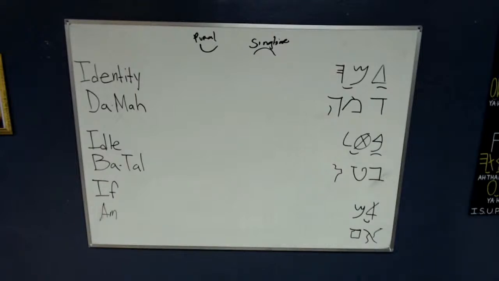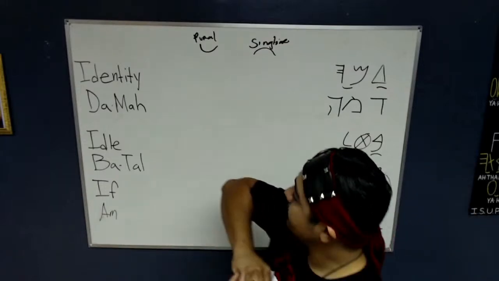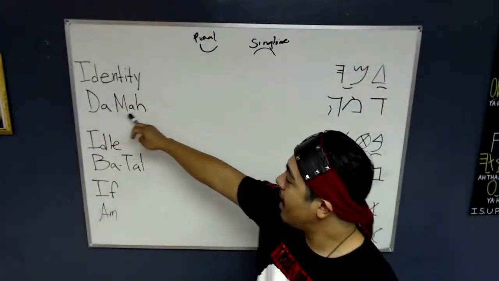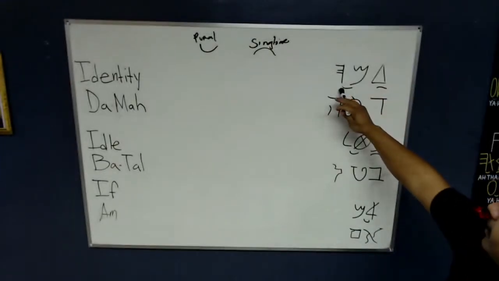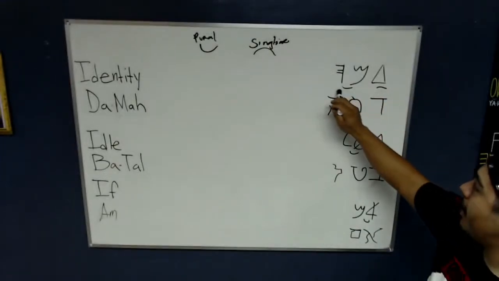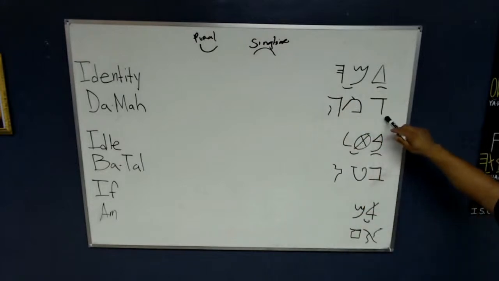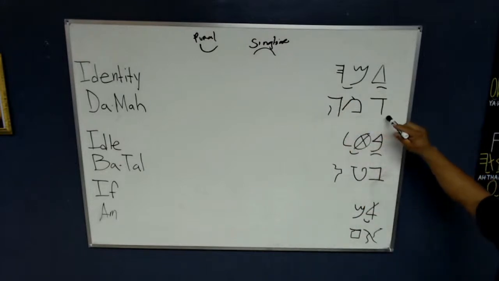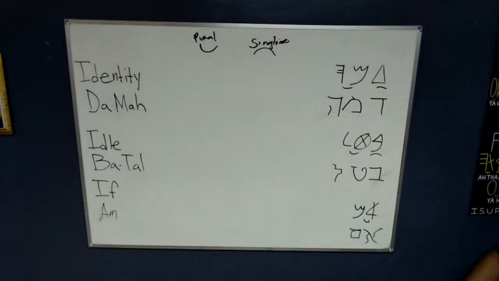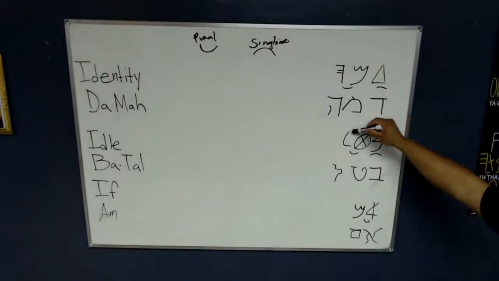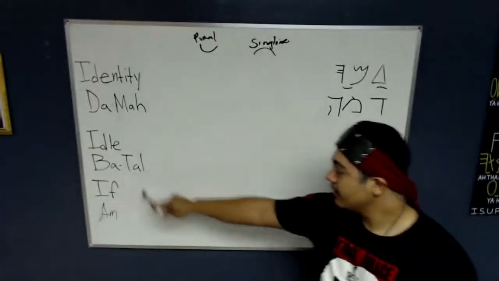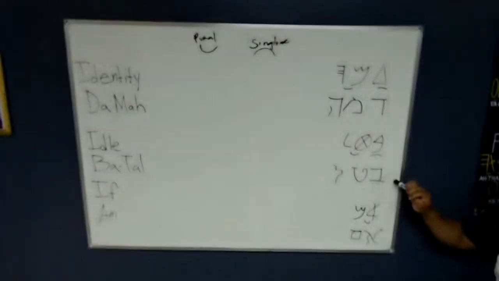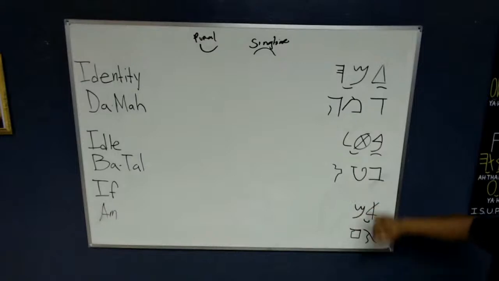Alright, so we're going to end it with this, right? Identity, da ma, right? Da ma in the Assyrian. Then you got ba tal, right? For idol, right? Ba tal. The Syrian ba tal, right?